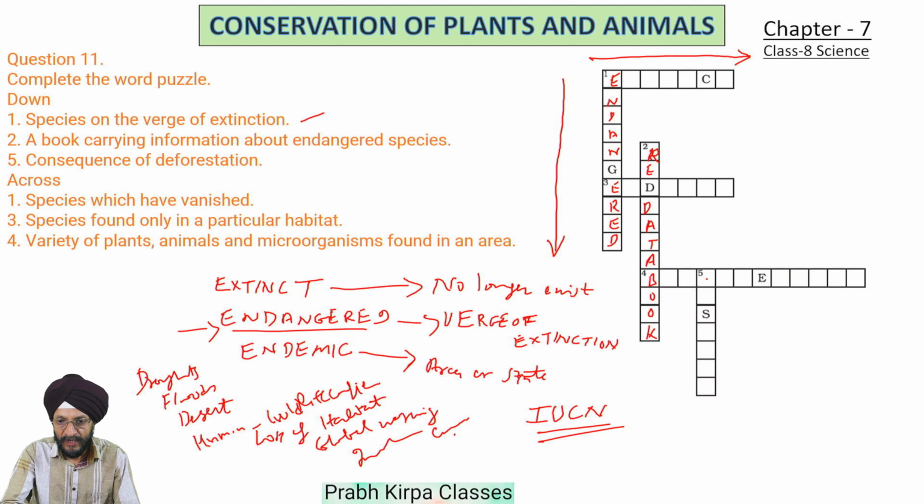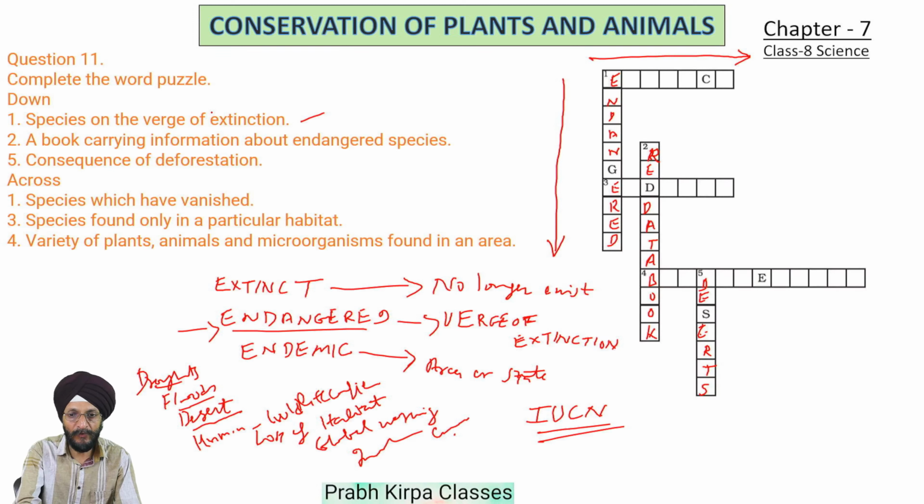Five. Here the third word is S. Droughts, no. Floods, no. DES, desert. Here it looks, it will fit. Desert, because it was S here.